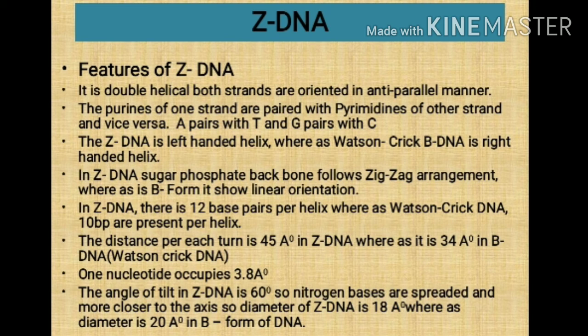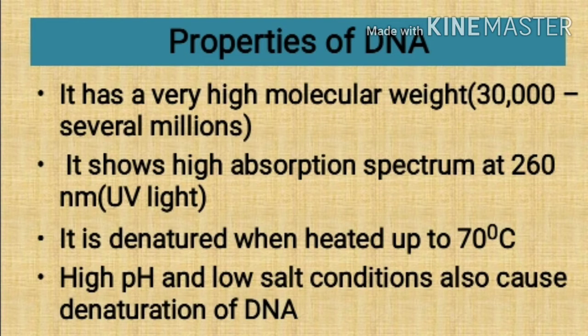In zDNA, one nucleotide occupies 3.8 angstroms. The angle of tilt in zDNA is 60 degrees, so nitrogen bases are spread and closer to the axis. So diameter of the DNA is reduced to 18 angstroms, whereas diameter of DNA in Watson-Crick form is 20 angstroms. Properties of DNA.